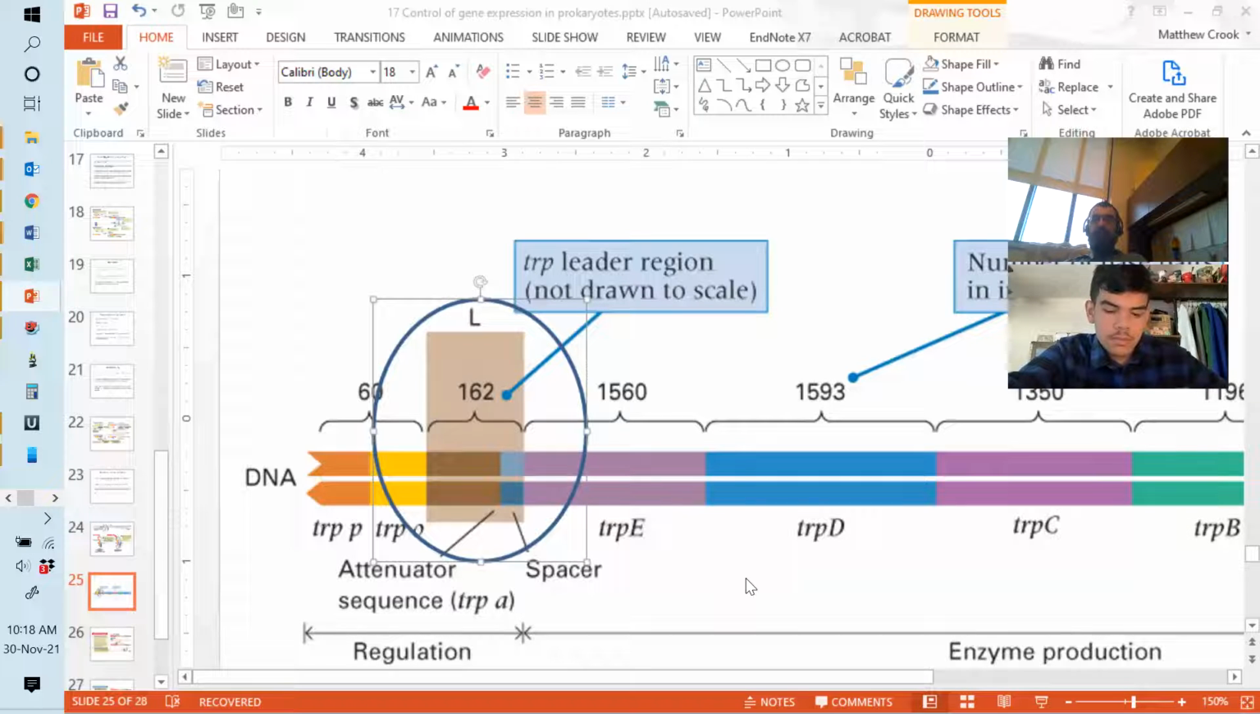Wouldn't you need tryptophan or TRPP? You would definitely need tryptophan, right? And so the trp operon is attenuated by using the translation of the leader region to detect whether or not enough tryptophan is present to translate that short leader region.